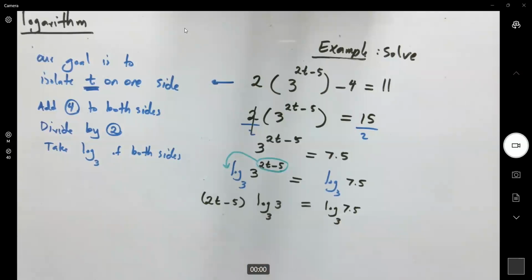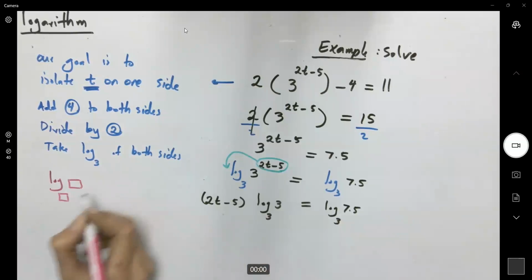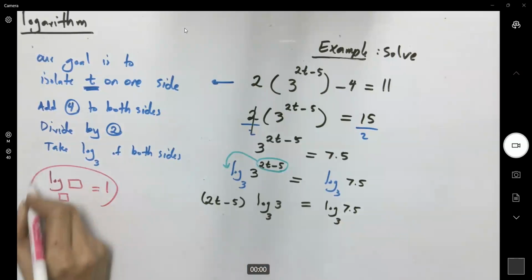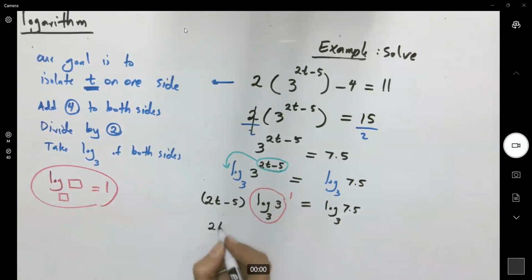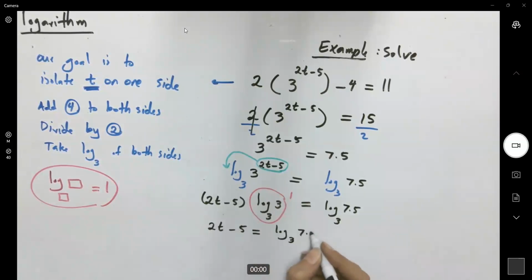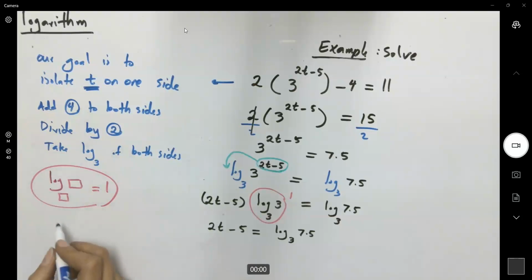Log of any quantity with the same base is always 1. So this guy becomes 1. So what's left? I have 2t minus 5 equals to log with base 3 of 7.5. Now I'm going to add 5 to both sides. My goal is to isolate t step by step. Add 5.